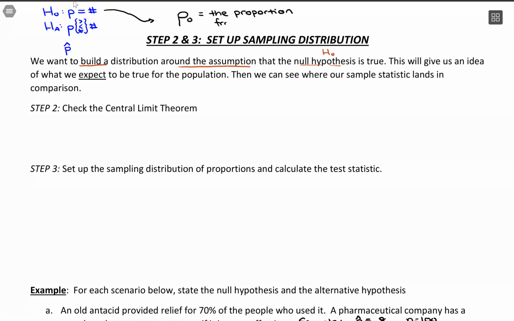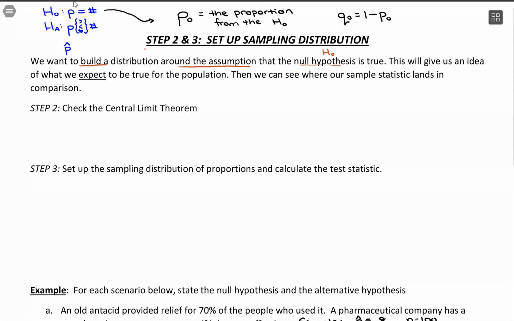The proportion from the null hypothesis. And equivalently, other notation you'll see is Q, which will just be 1 minus P. So in terms of proportions, we have this proportion from the null hypothesis, we have this proportion from our sample statistic, and then the other spot where P comes up is p-value, but that represents something totally different because that's a probability. So in terms of proportions, we have these 2 values. And what we want to do is build our sampling distribution around our assumption being true so that we can compare where P hat lands.